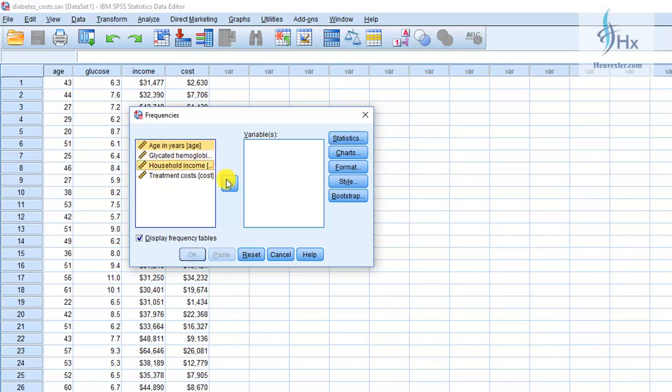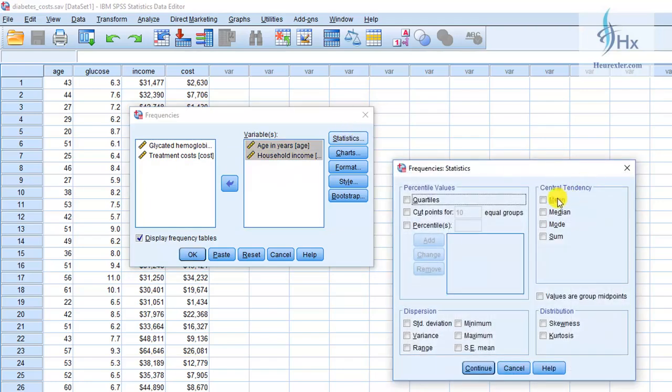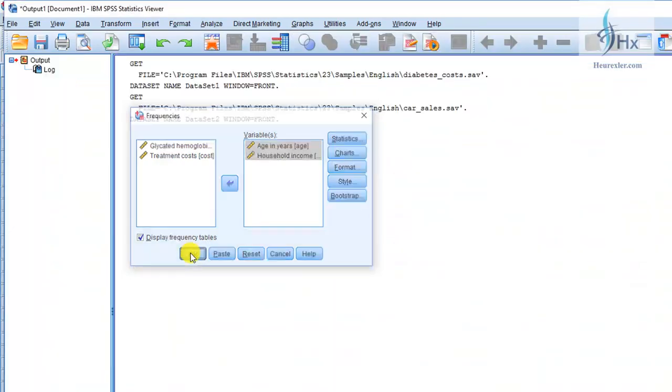Age and income. In Statistics, select mean, median, mode. You can also select sum. So click OK. I'm unchecking the frequency tables because currently I don't need them, or let it be there, because in that case it is going to help us compare the mode with the most frequent observation, and they are going to be the same. So click OK. Okay, first we need to click Continue and click OK.